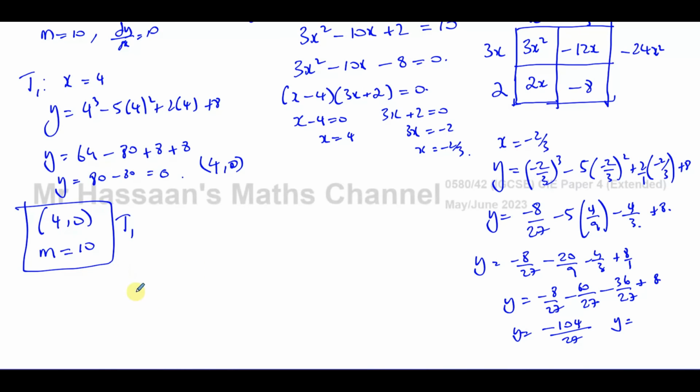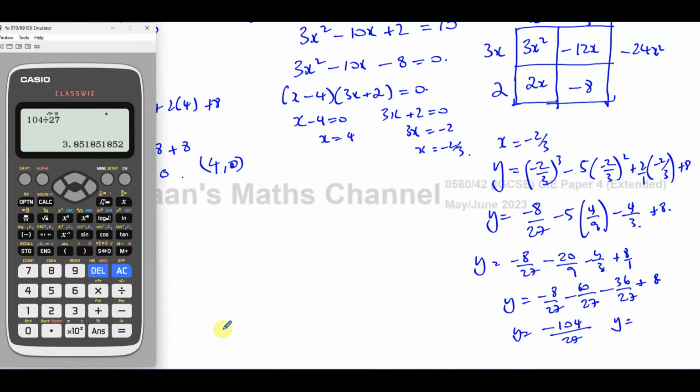That doesn't give us anything, so that doesn't help. Let me just make sure I didn't do something silly. So let's put minus 2/3. It's minus 2/3. Yes, it is. So let's do this in case I made a silly mistake.